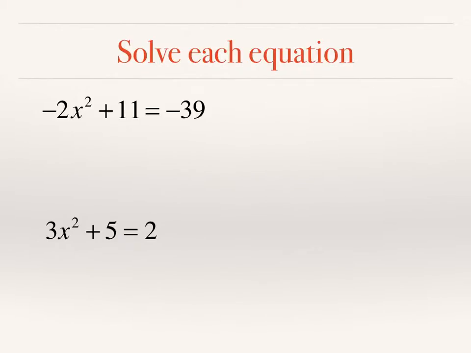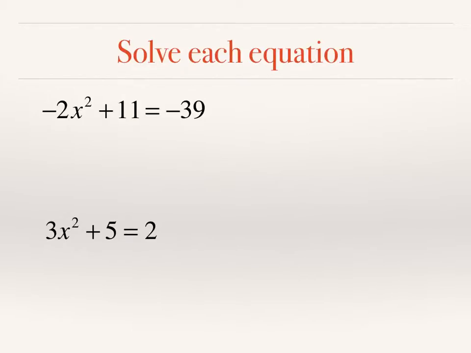All right, let's look at a couple quick examples of equations that have x squared in them. So taking a look at this first one, negative 2x squared plus 11 equals negative 39. By the way, remember you can pause this at any time if you want to just jot down the equations real quick or something like that.